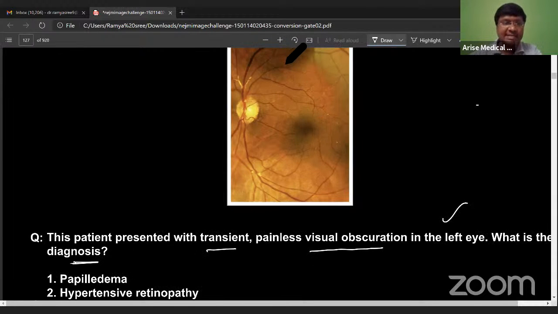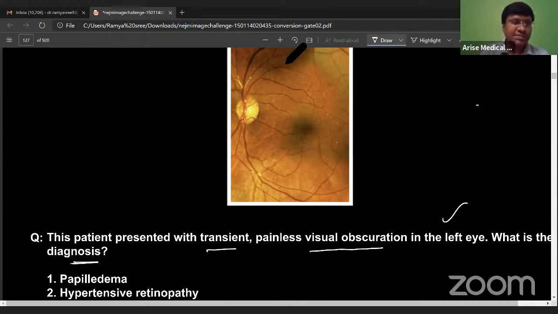So I'll just slightly enlarge the image as well. So what were the options? Papilledema, hypertensive retinopathy, and the third option is cholesterol emboli. Fourth option is temporal arteritis. Fifth option is diabetic retinopathy. Right. So you observe the image properly.